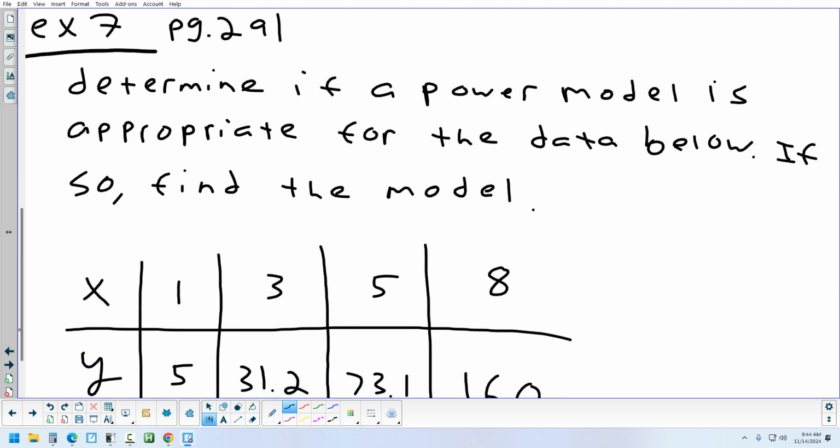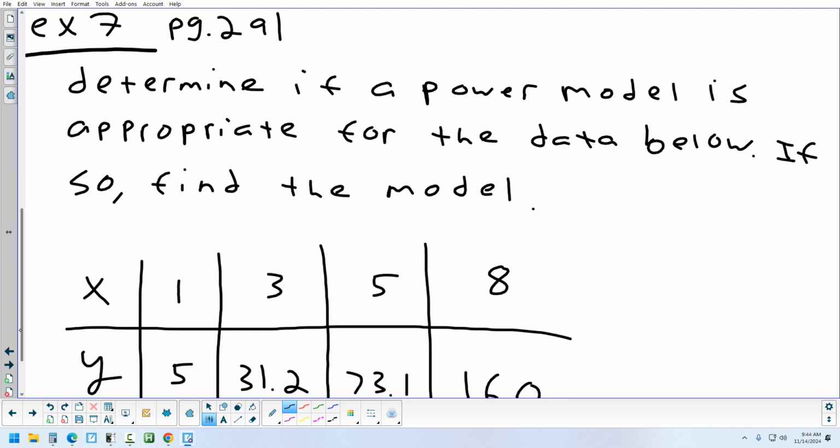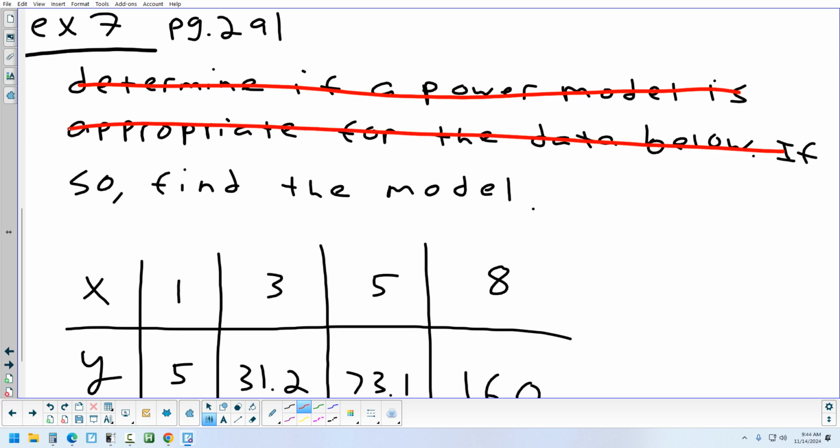So let's do this one. It says determine if a power model is appropriate for the data. It will be, so we're not going to do the determine part. We're just going to find a power model for the data. So that's the directions. I'll just cross that part out. So find the power model for the data.